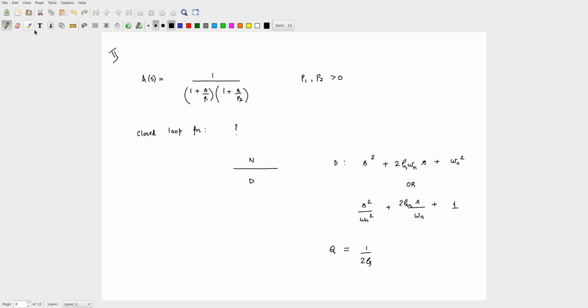Where will your Q come? So this quantity can also be written as s by what? S by Q. Okay, so I want you to calculate the closed loop function, write it in the form of numerator by denominator, and from that determine what my omega n and zeta are.